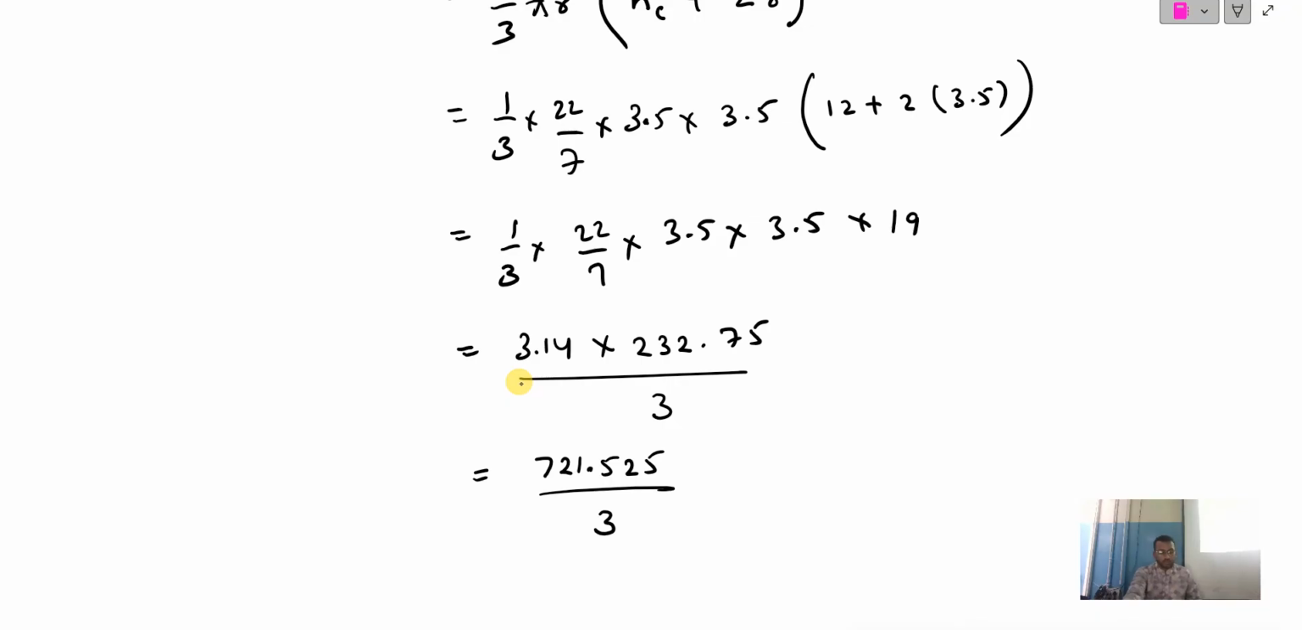721.525 divided by 3. 3 ones are 3, 3 twos are 6. Remainder 1. Sir, 730.83. It's wrong. Tell the correct value. What is the answer? 730.835 divided by 3. Check now.